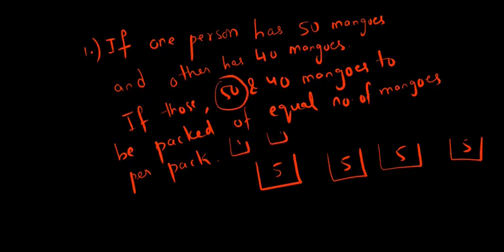Or else we can pack two mangoes: for this one 25, for this one 20. Or we can pack five mangoes: for this one 10 packets, for this one 8 packets. Or we can pack ten mangoes: for this one 5 packets, for this one 4 packets. Ten is the ideal one. More than 10, we cannot pack, because an equal number of mangoes cannot fit. So per pack, we got different possibilities.